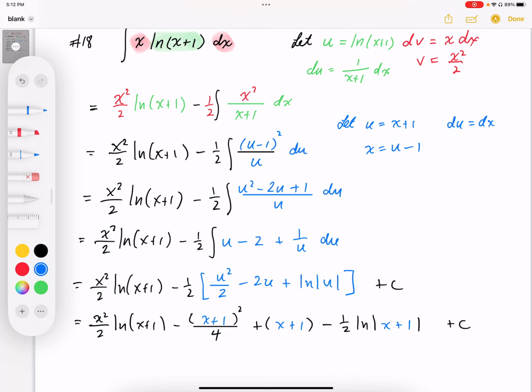Okay, so there's my new antiderivative. If there are like terms, I should combine them. In this case, there doesn't seem to be terms that can be combined very easily, so we're going to leave our final answer like that.